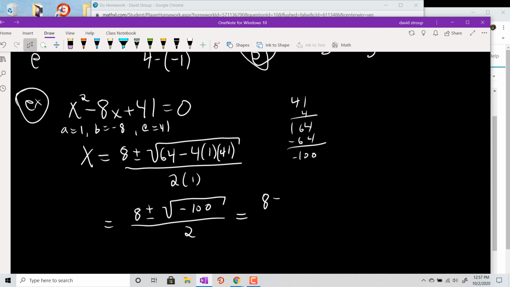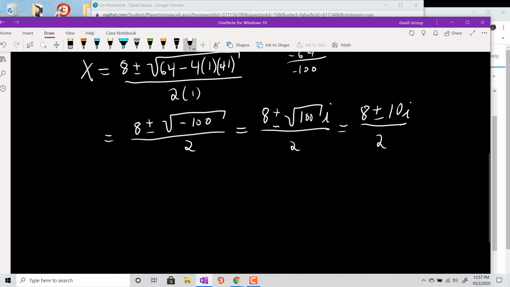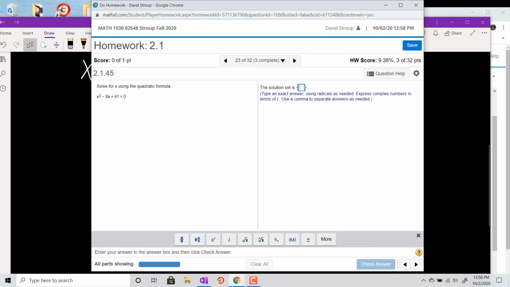I always want to march out the imaginary part. So I'll have the square root of 100 times i over 2, and then simplify the square root. The square root of 100 is 10, over 2. Then you can butterfly that: 8 over 2 plus or minus 10i all over 2. So see, it's in my a plus bi form. That's just 4 plus or minus 5i. So you either have 4 plus 5i or 4 minus 5i. Okay? 4 plus 5i, comma, 4 minus 5i.